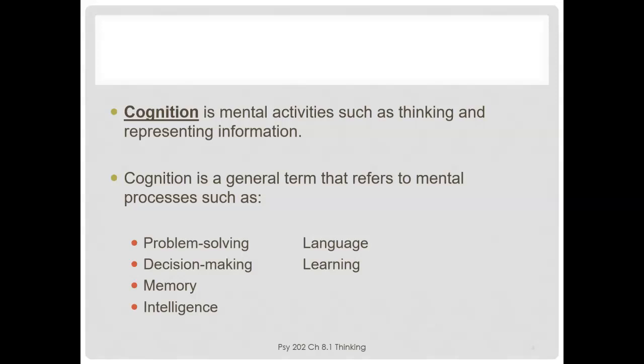The term cognition embraces mental activities such as thinking and representing information. It's a general term that refers to mental processes such as problem-solving, decision-making, memory, intelligence, language, and learning. It's your internal world and how you process your internal world.